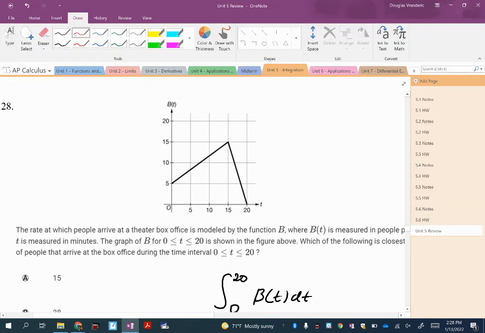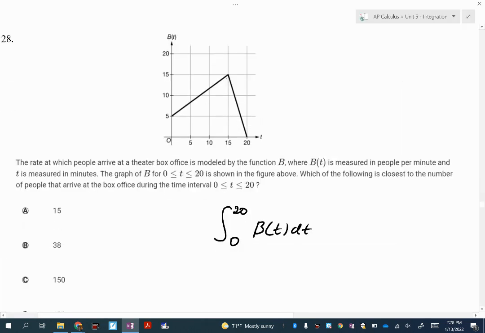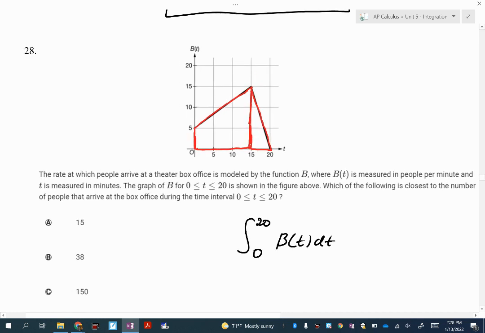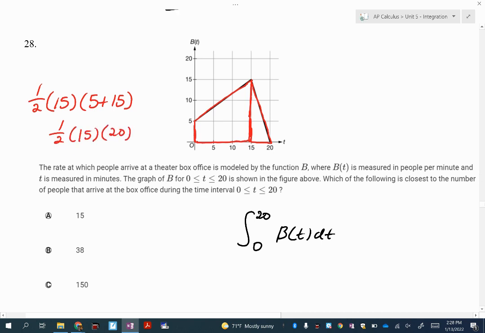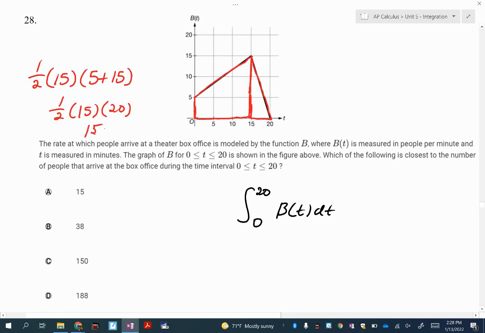What I did to break this up was a trapezoid, so I found the area of this trapezoid here, and then this triangle. The trapezoid is going to be 1/2 times 15 times my bases, 5 plus 15. So that's 1/2 times 15 times 20. Half of 20 is 10, 10 times 15 is 150. So 150 is that number.